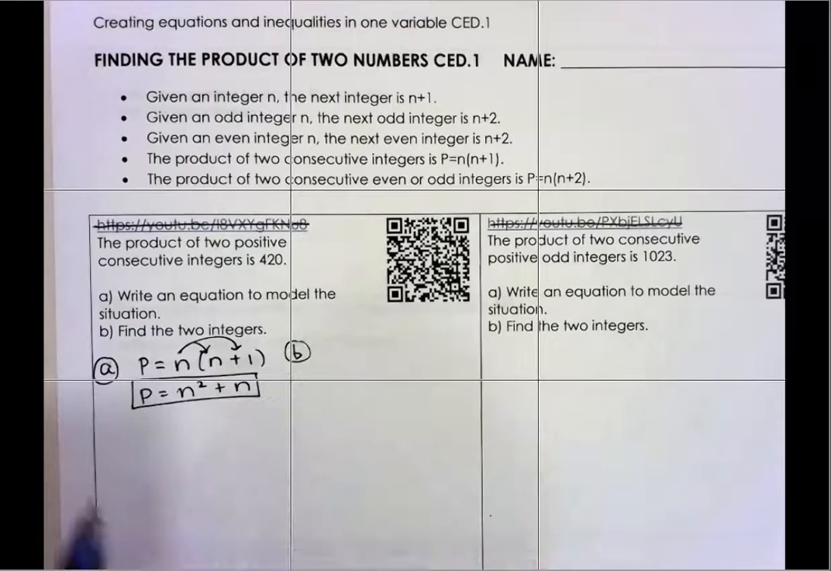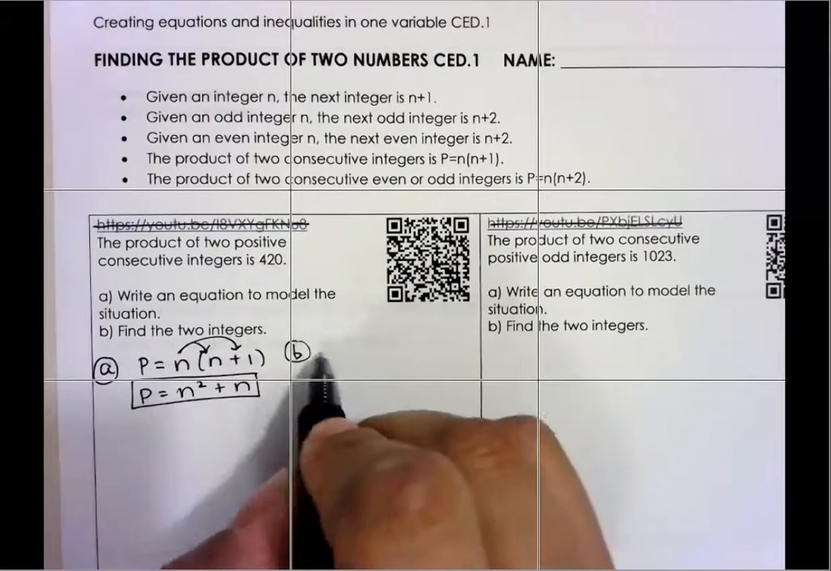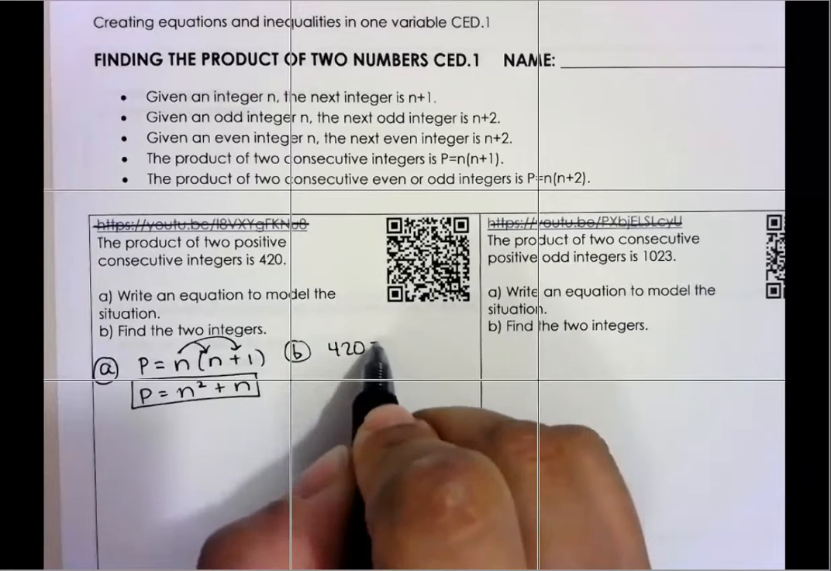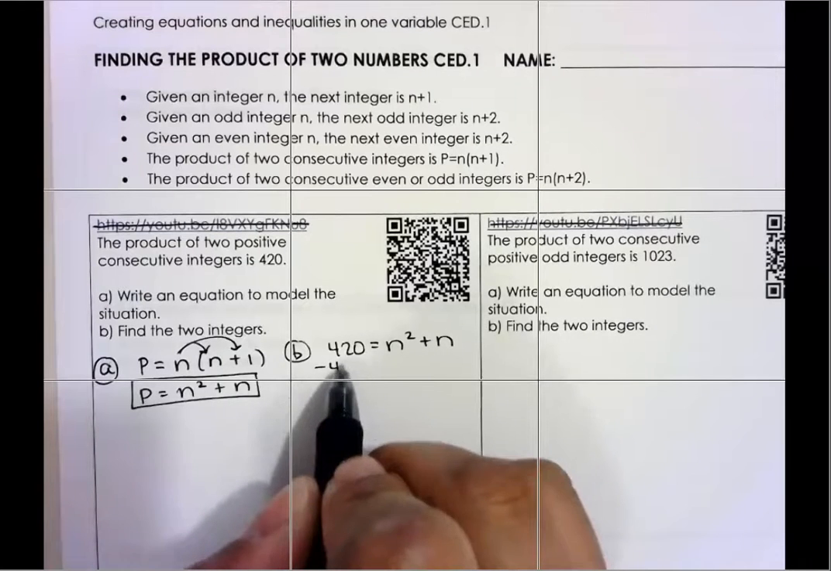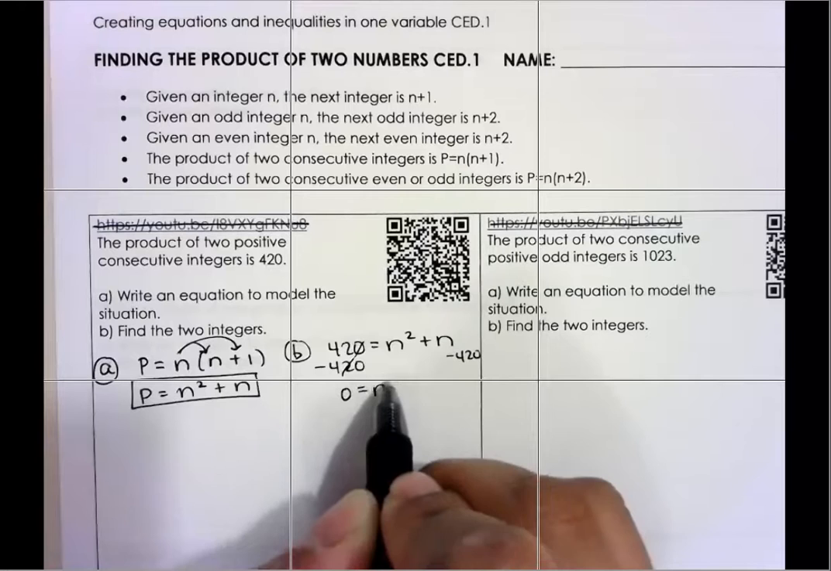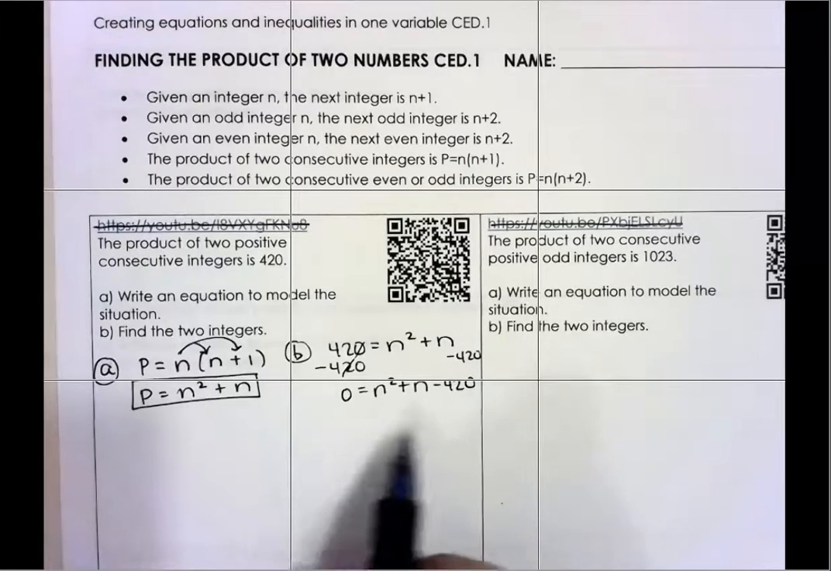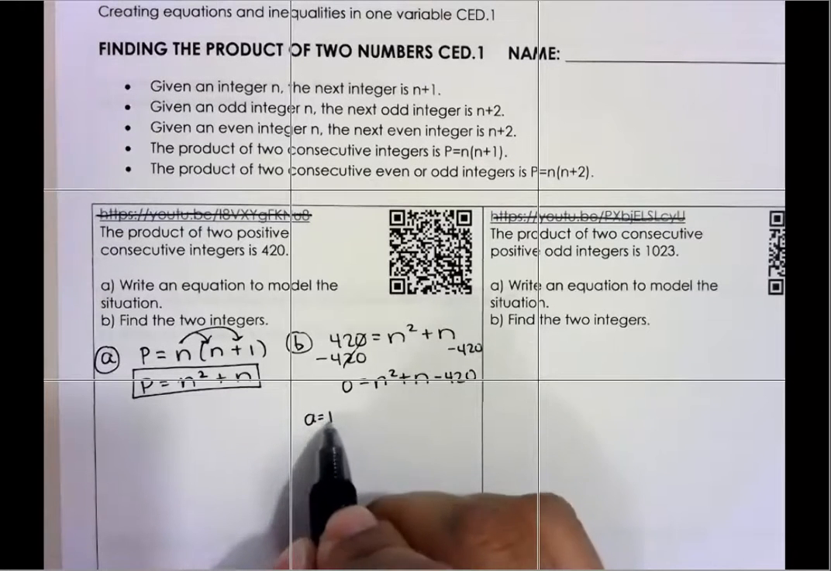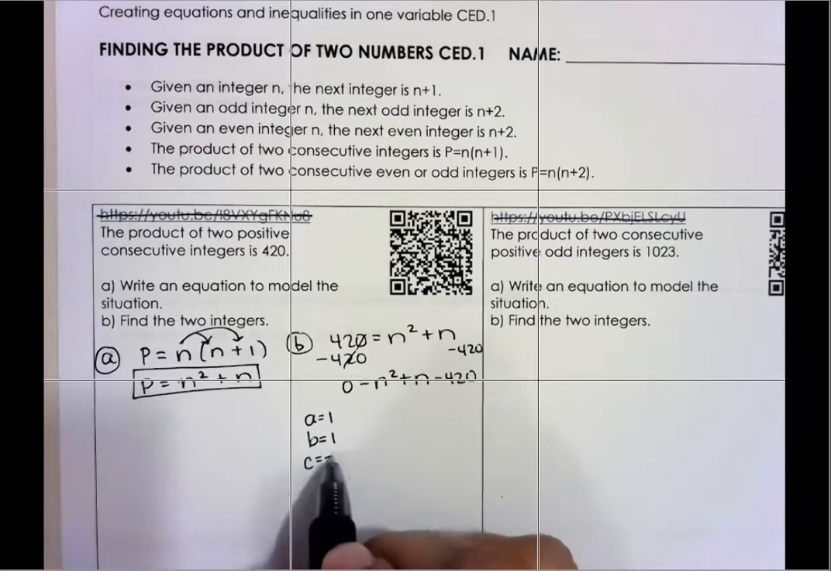Part B says that you have to find those two integers. Well, we know that the product is 420, so we're going to set this equal to 420. We want to get 0 on the right hand side, so we're going to subtract 420 from both sides. And now we're going to use the quadratic formula to solve this. So you have a equals 1, b equals 1, and c equals negative 420.